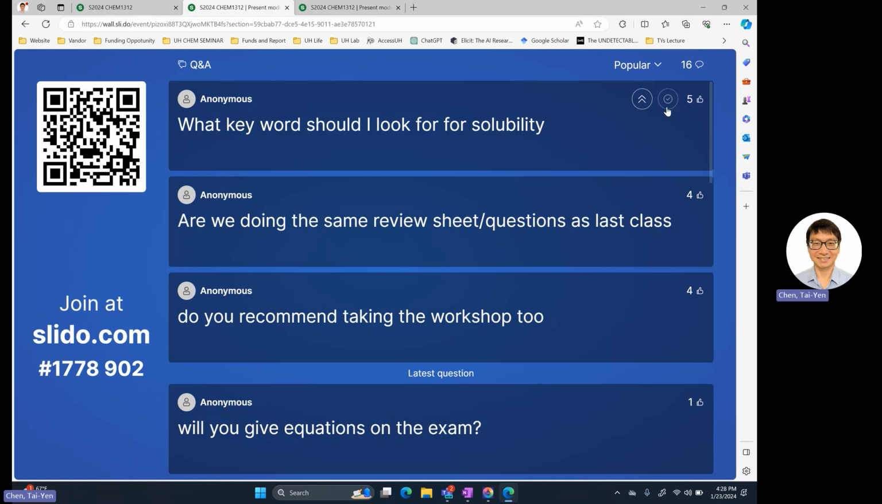What keyword should I look for? Solubility. Soluble.